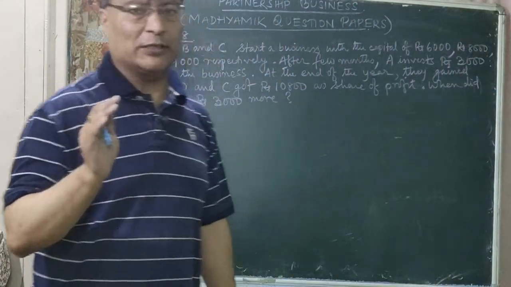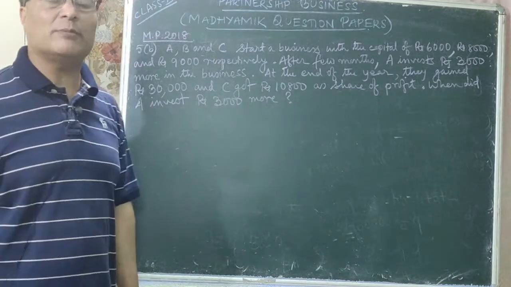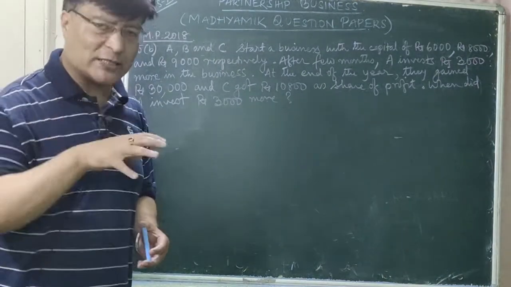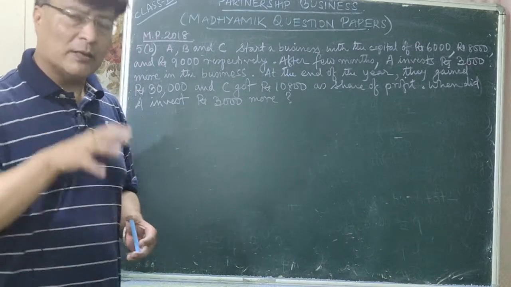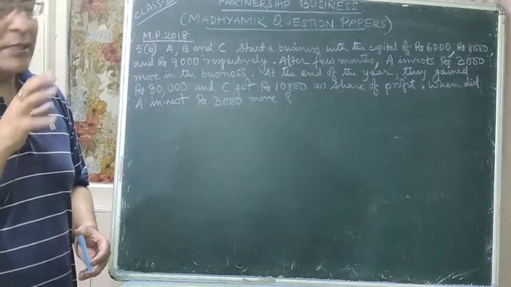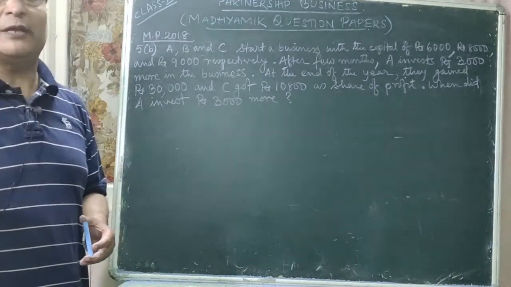Because this problem is based on compound partnership business. Your compound partnership business, kasari ba bhandabhari, yo jun chai investment or capitals, this investment or capitals, this is invested for different period of time.